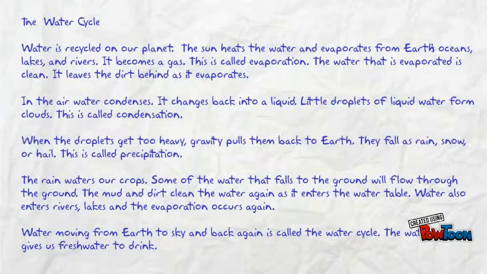The rain waters our crops. Some of the water that falls to the ground will flow through the ground. The mud and dirt clean the water again as it enters the water table. Water also enters the rivers, lakes, and the evaporation occurs again. Water moving from earth to sky and back again is called the water cycle. The water cycle gives us fresh water to drink.